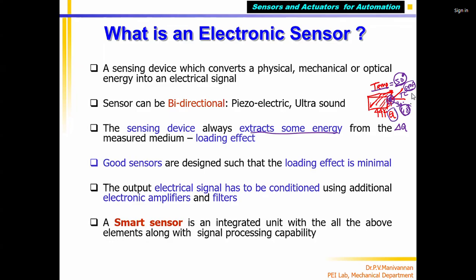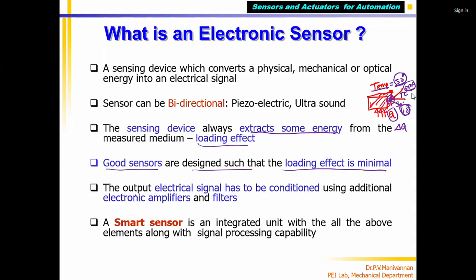We'll say that this is called the loading effect. That means the sensor absorbs some energy from the measured parameter, so it is not the actual parameter. For example, the measured parameter is a temperature, and now the temperature is reduced because we have taken some heat. So this is called the loading effect. If I want to design a sensor, good sensors are designed such that the loading effect is minimal. They should not absorb energy from the source whose parameter they are measuring. That is very important for designing this.